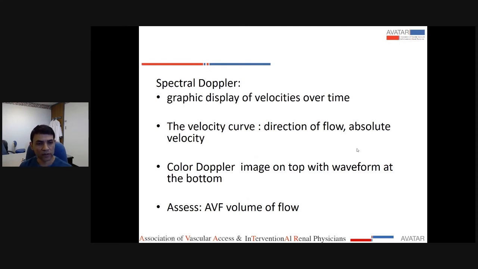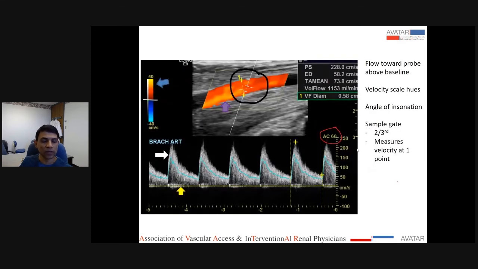Next, we come to spectral Doppler. Spectral Doppler gives us a graphic representation of velocities over time. It not only tells us the direction of flow, but it gives us the absolute value of these velocities. This is the one that is used by many of us to assess the volume of flow through a fistula. So this is what it looks like.